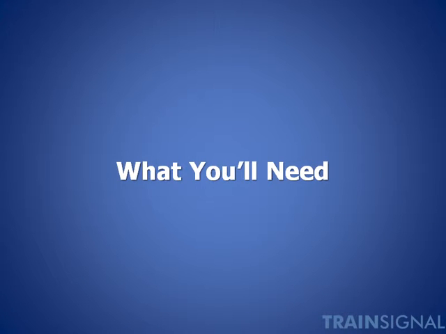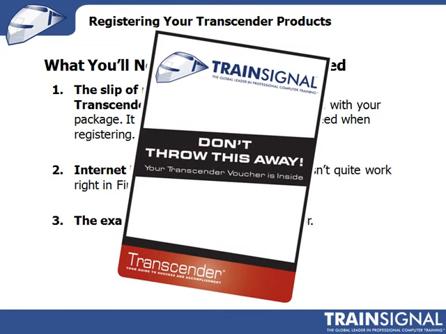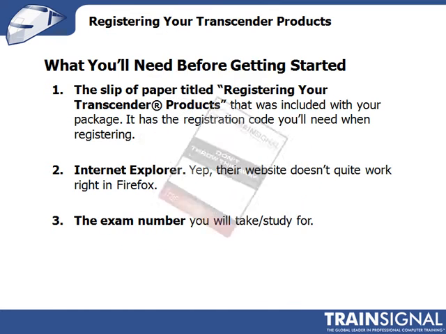So to begin, there are a few things that you'll need in order to register. First off, you should have received a slip of paper titled Registering Your Transcender Products, which came with your package inside an envelope that looks a lot like this, warning you to not throw it away because on that slip of paper is a really long registration code that you'll need in order to register.